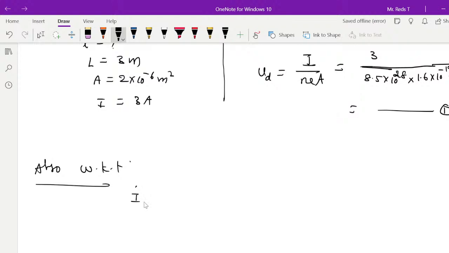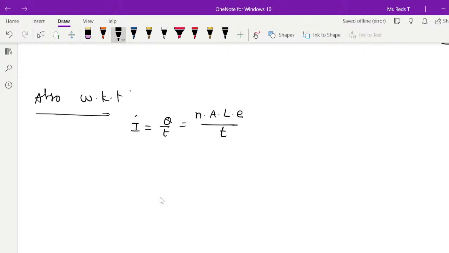I is equal to, as while deriving the expression, if you remember, Q by t, which is equal to n into the total charge passed, the number of charges per unit volume, at drift velocity. Directly from this only you can calculate. Otherwise you can get the relation I equal to nEAVd, then again simplify.